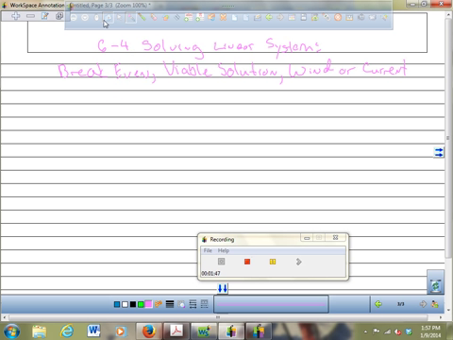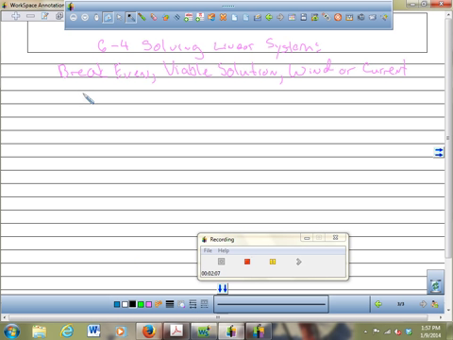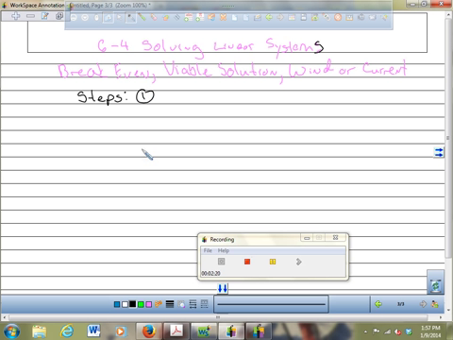Okay, and then I'm going to give you some steps for solving linear systems. The first step you need to do is read and understand the problem.